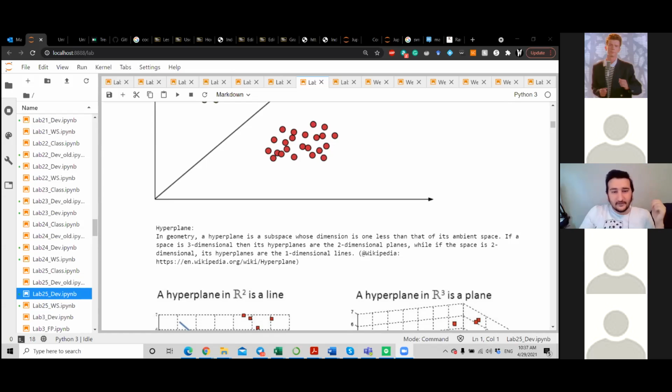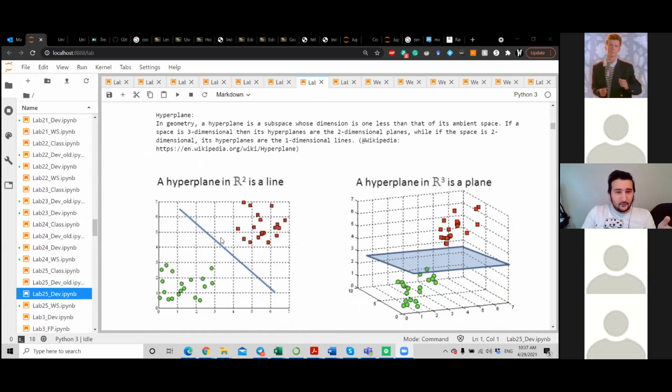Exactly. Thank you. So in this example, in the first one, we are looking at a 2-dimensional space, and this blue line is the hyperplane that is separating the two classes. In this other one, we are looking at a 3-dimensional space, and this blue hyperplane, which in this case is a 2-dimensional plane, is being used to separate the red squares and the green circles. Do we have any questions about the hyperplanes and how they work?